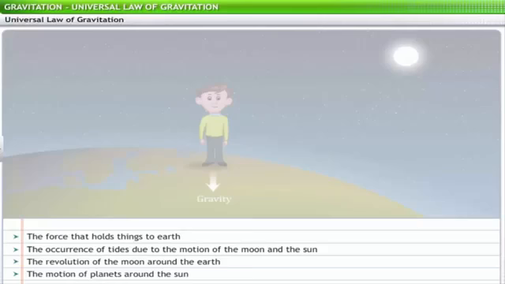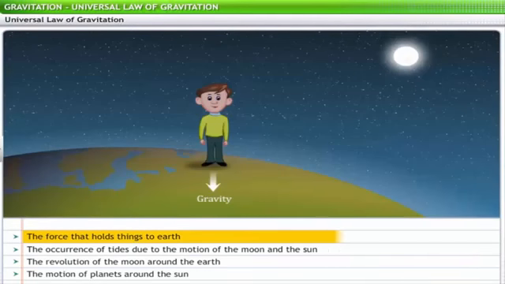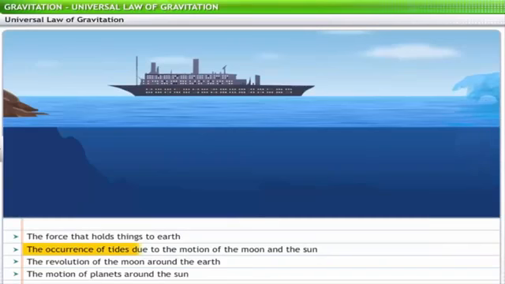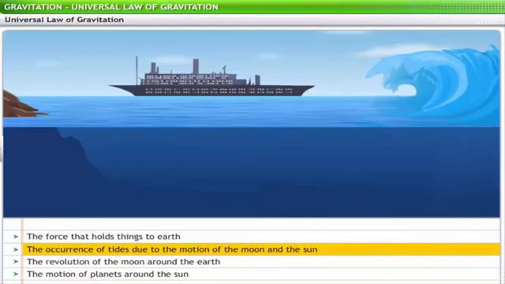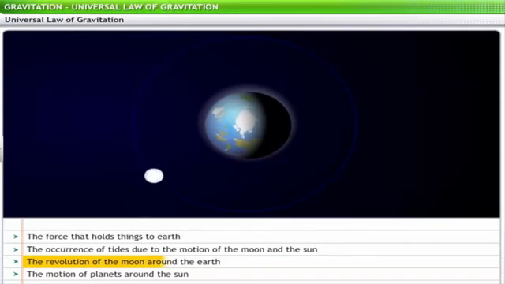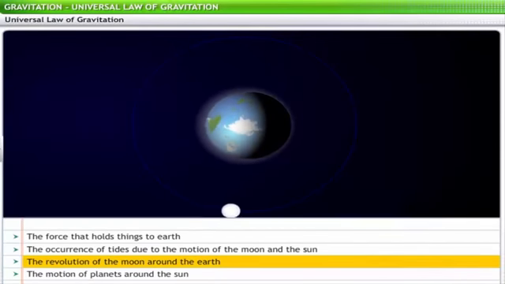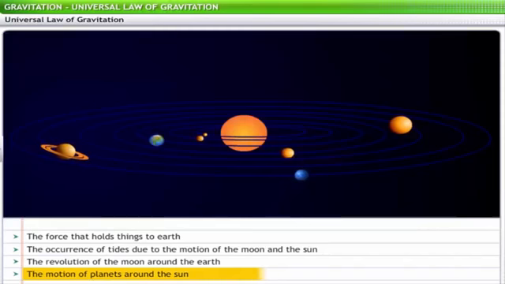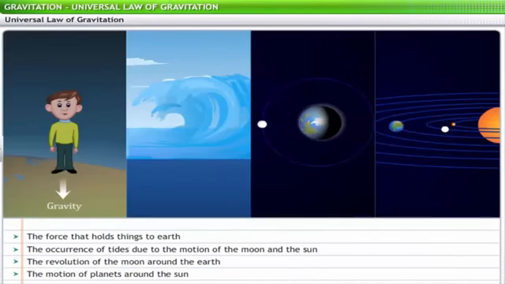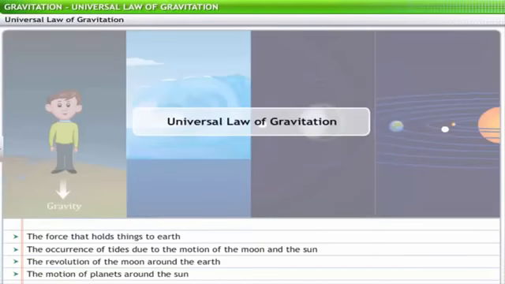Consider the force that holds things to Earth, the occurrence of tides due to the motion of the moon and the sun, the revolution of the moon around the Earth, and the motion of planets around the sun. What do you think is common among all these phenomena? Nothing, you may say. However, through the universal law of gravitation, Newton explained the relationship between several such phenomena that were earlier thought to be unrelated.